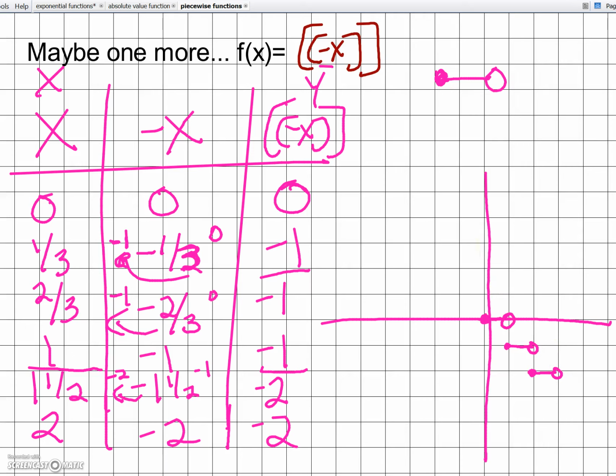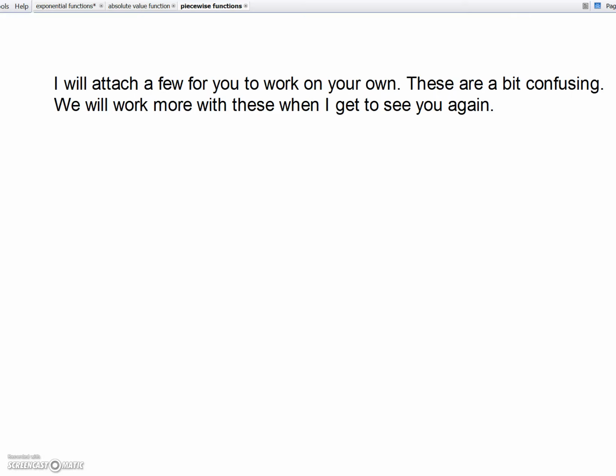All right, I'm going to attach a few of these to work on your own. These are a bit confusing, but we'll work more of these when you come back. Remember, I'm going to be putting some stuff up for you to work on. Now let's apply it and make a function rule, which is where we started.